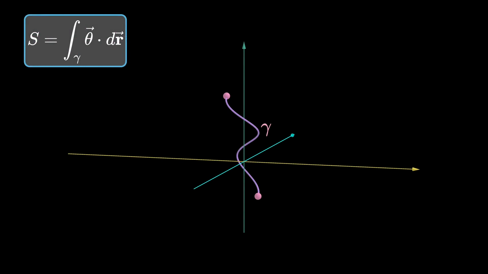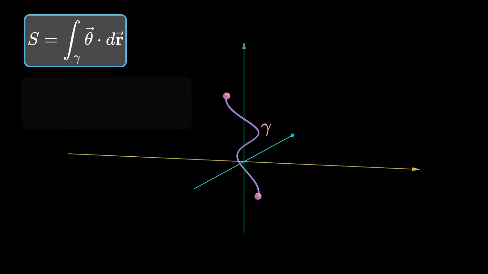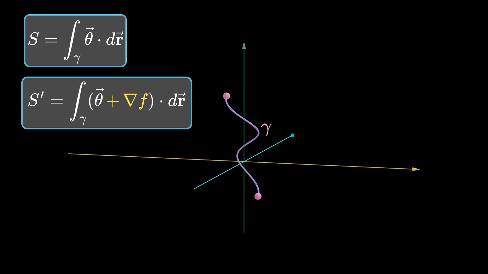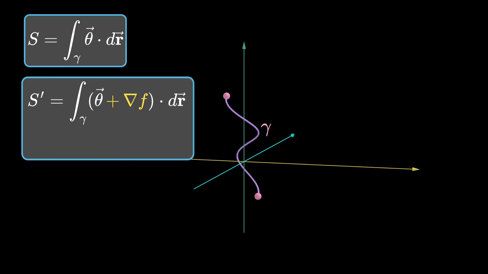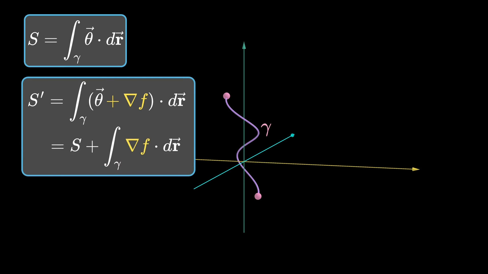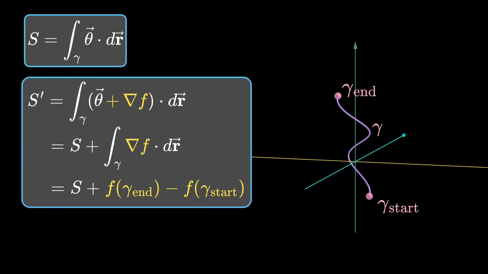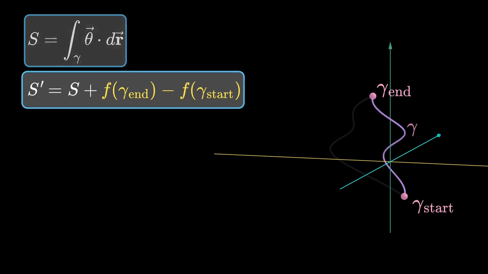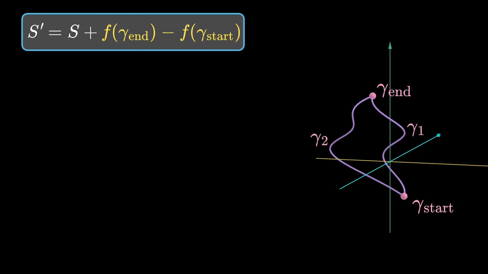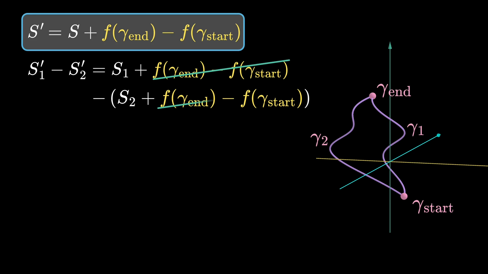Let's go back to how we define the action, the line integral of a vector potential. If we had chosen another vector potential, we would have defined the action differently. But how different? The difference is the integral of a gradient along gamma, which is, by the fundamental theorem of calculus, the difference of the values of f at the endpoints. So if we consider the difference in action along different paths gamma 1 and gamma 2 with the same endpoints, this difference is the same regardless of what vector potential we choose.